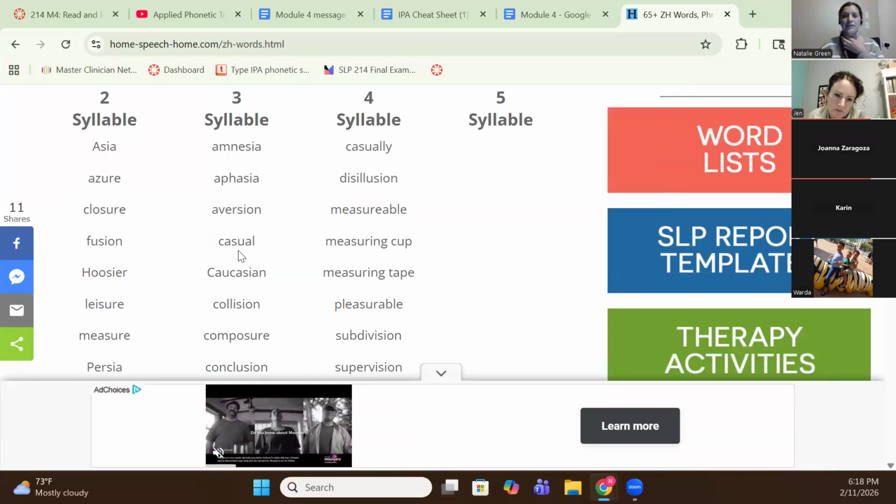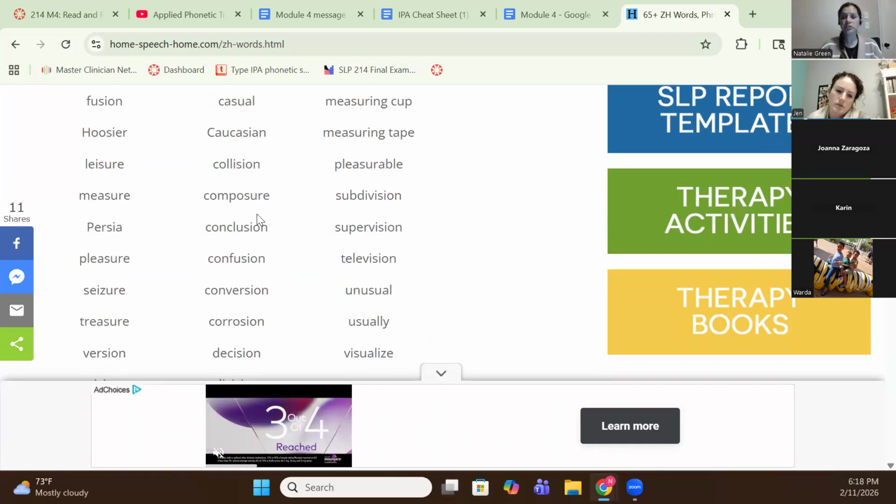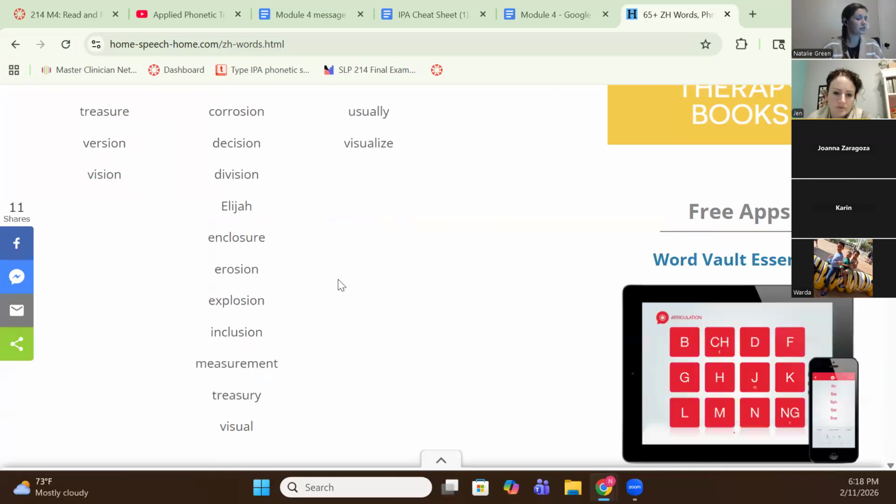So casually is in there, collision, composure, and then if you're practicing this afterwards, you can segment your sounds and really practice making that sound as well. This is always a good way to just get your brain thinking about it, if you're thinking about the sounds in this way.